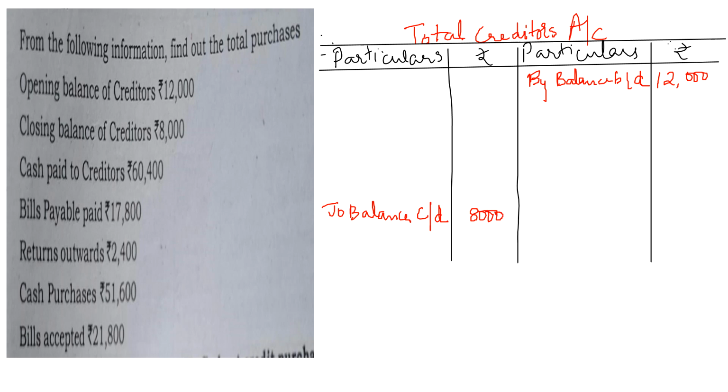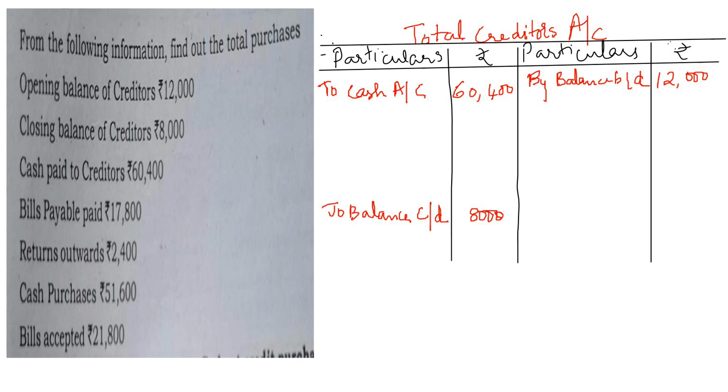Okay. Next is cash paid to the creditors. Cash paid means the cash goes out. So when cash goes out, the entry will be creditors account debtor, that is a receiver, to cash account. So you can write here as to cash account. So the amount here is 60,400. Okay.